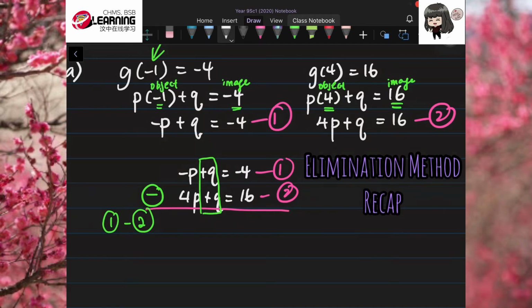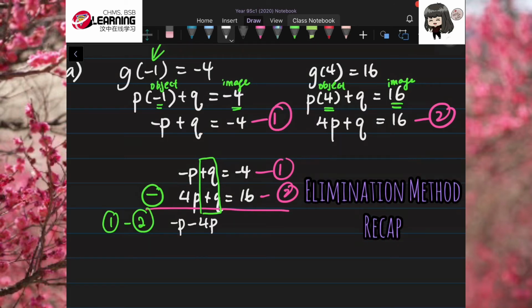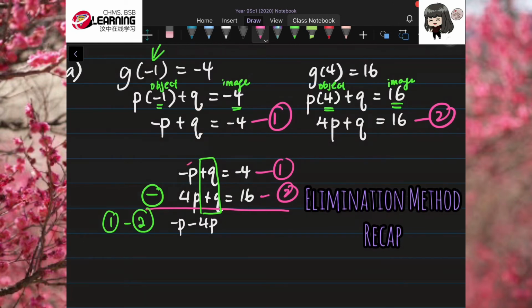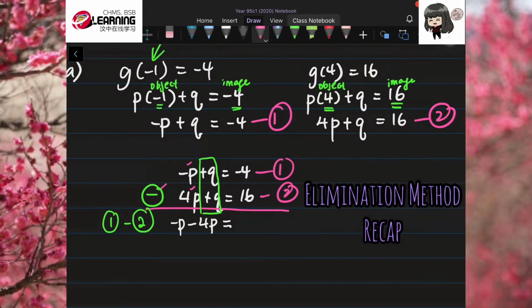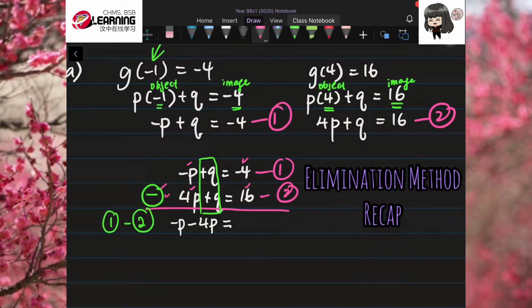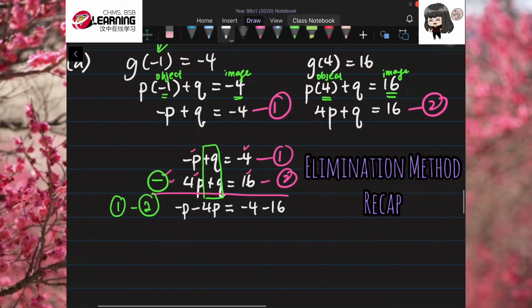Let's look at it in a vertical way. So -p minus 4p. q plus q is already eliminated. Okay, q minus q is already eliminated, which is 0, so we don't write it down, and it equals -4 minus 16. Okay, -4 minus 16.